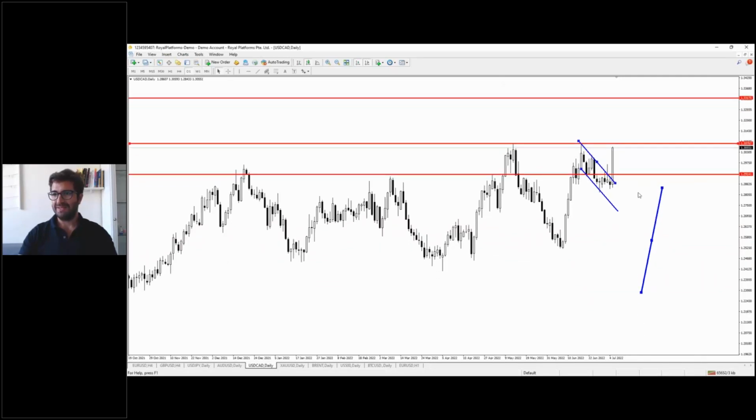And I used here as well the ABCD structure. So if from here till here, this is an AB, or this is the impulsive wave that we will call AB, we have a correction. Most probably the CD will end up at the same distance or same length of the AB. So what we will do is we will use this to know the length of the AB impulsive wave and then drag it from the end of this correction and put it like this.